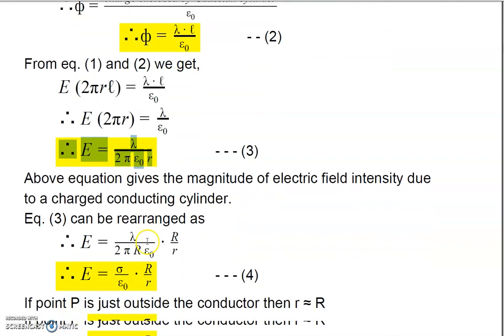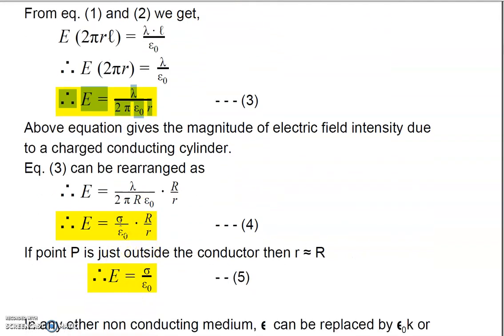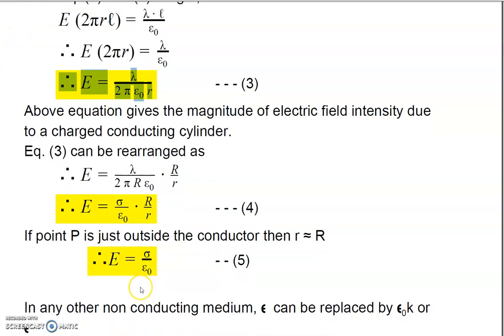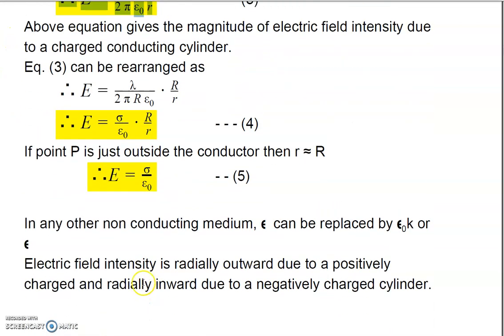Once again you can rearrange the terms and get that E is equal to sigma upon epsilon 0 into capital R upon small r, or for the just outside point it is sigma upon epsilon 0. So these two are the first two applications.